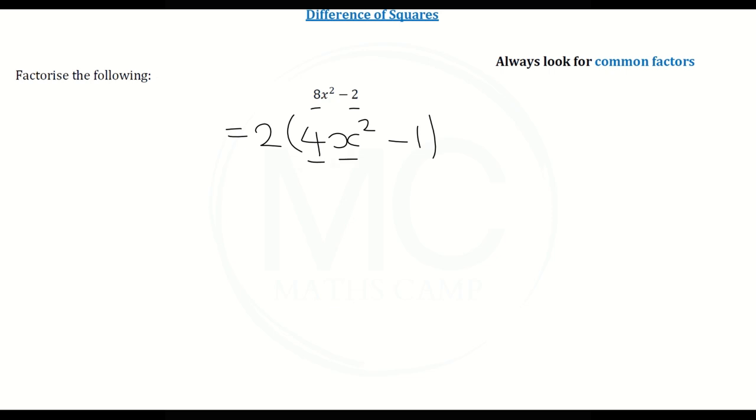4 is a square, x squared is a square, and 1 is a square. And now we can factorize this bracket using difference of squares. So let's put our 2 outside of the bracket. Let's draw in our 2 brackets. The square root of 4 is 2, and the square root of x squared is simply x. So we have 2x over here, and 2x over here. The square root of 1 is simply 1, so we have 1 over here, and 1 over here. Now we can separate these terms with a minus sign, and these with a plus.